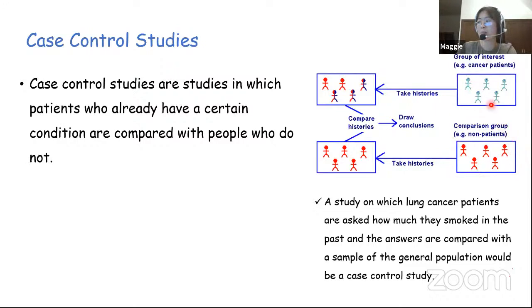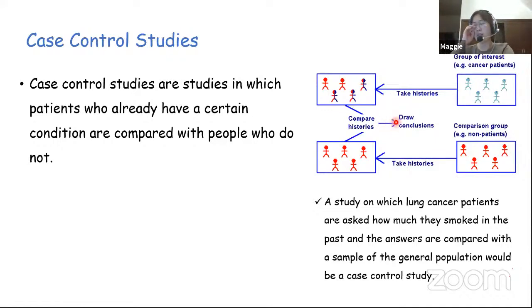So these two different groups of patients come to the hospital, and then the doctors can ask them, are you a smoker? How long have you smoked? How often do you smoke? So take the histories from these two groups of patients and then compare the histories, and they can get a conclusion if smoking is related to lung cancer development. So this is the case control study.